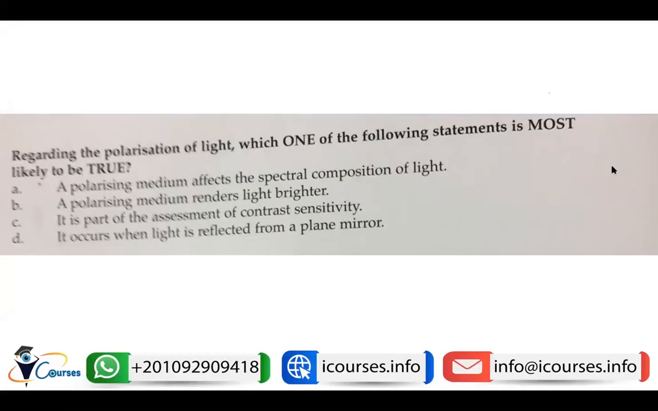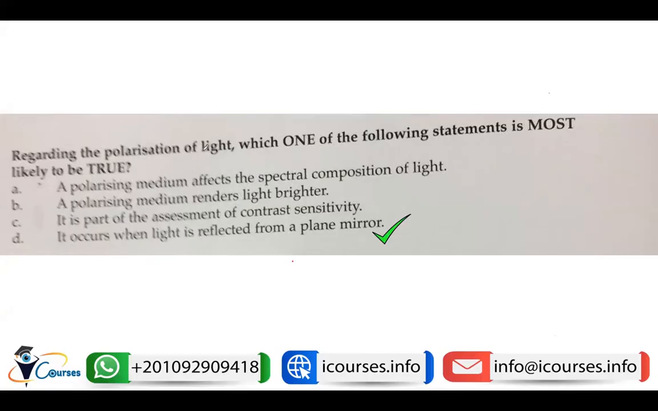Dr. Nihal, can you tell me why you think that D is the right answer? Well, actually, yes, it is D. D is the right answer.